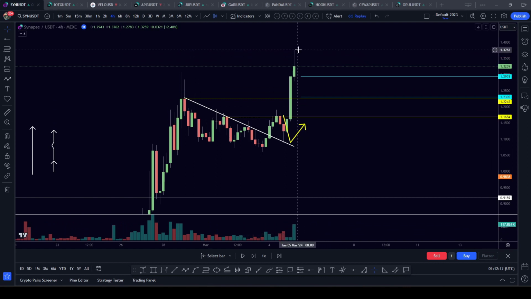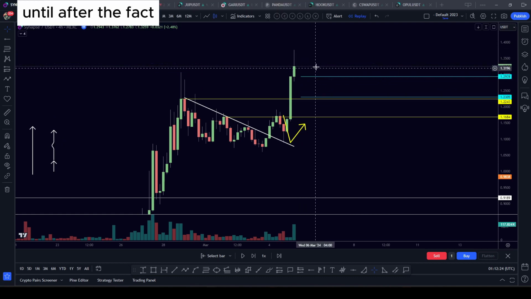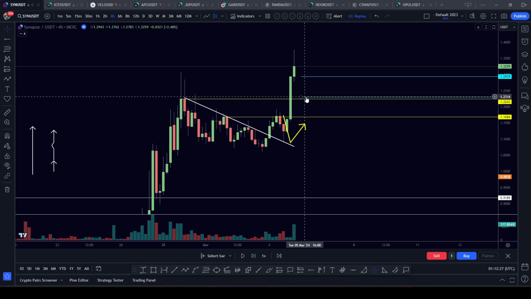Now we do have some sell pressure. This does not mean that it's going to come down. We have a higher probability that it might come down, but once again, nobody knows what's going to happen until after the fact. My lower entry is still here just in case we do come down and bounce off of this. If we continue going up, what we do is we wait for a retrace and then we enter the trade. But let's see what's going to happen.